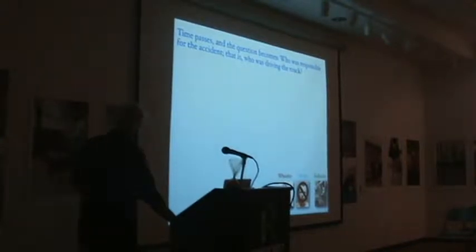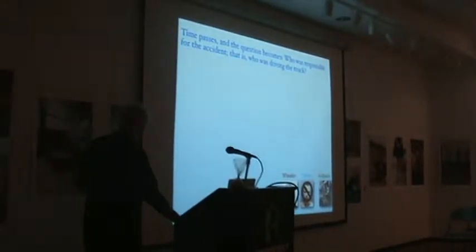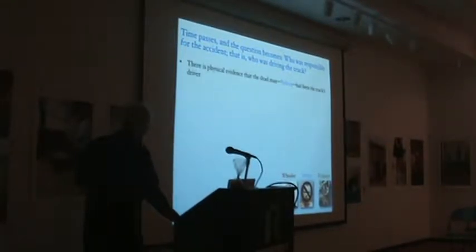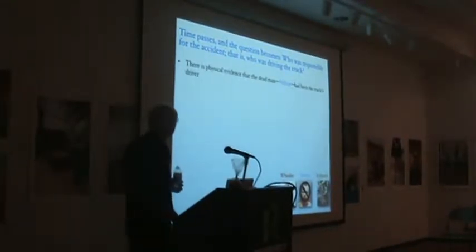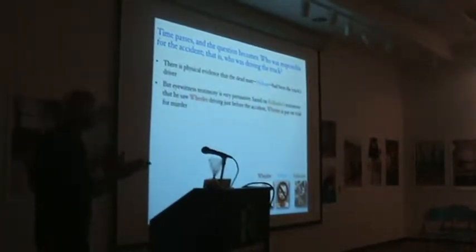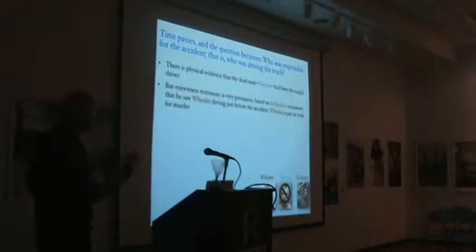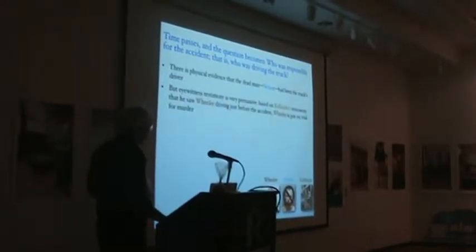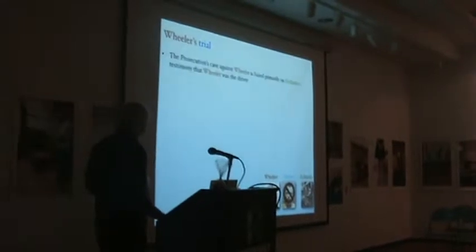So the time passed, and the question became who was responsible. As I said, this was a critical issue. There was physical evidence that their guy, Nelson, was the driver. But eyewitness testimony, as I've been saying, is persuasive. And Collander's testimony that he saw Wheeler driving was enough to have him put on trial for murder.